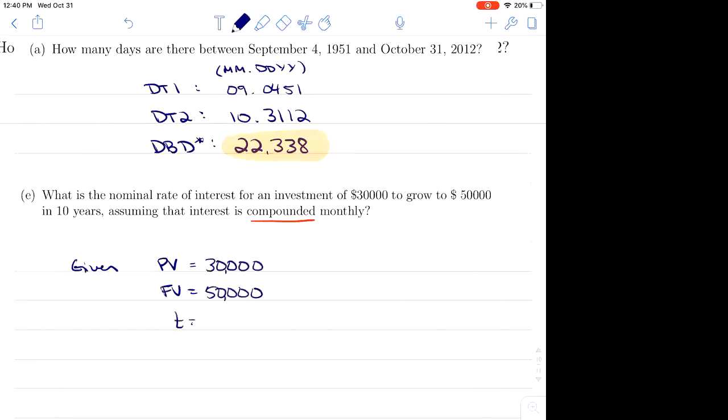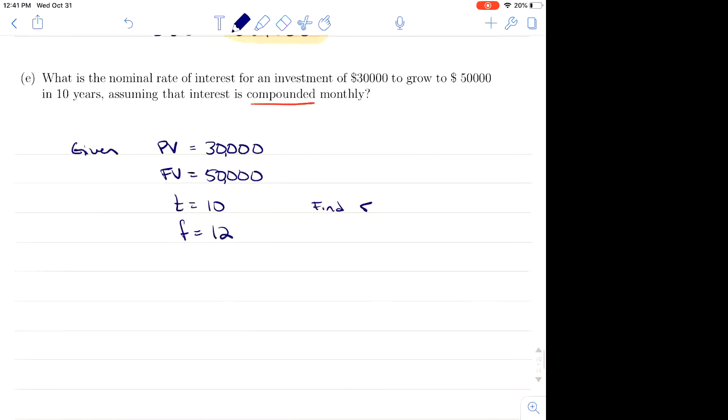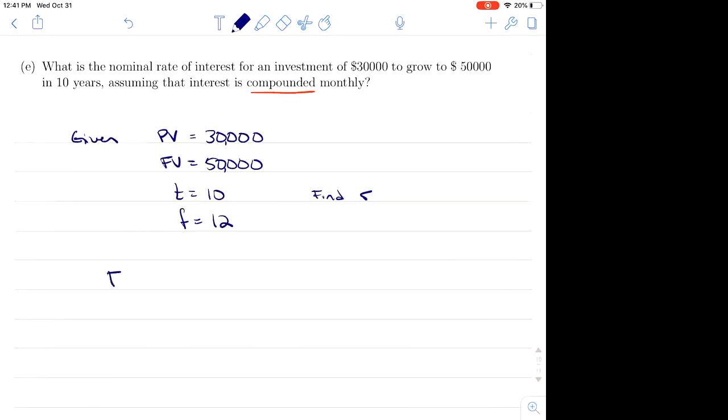And time is 10 years. And we want to find R. Oh, and I guess we're also given our compounding frequency. F is monthly, so we use 12. No, because we're compounding monthly. So now we can do the future value, or actually, you want to find R.